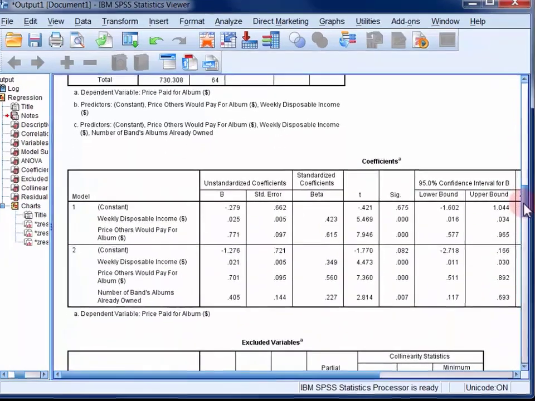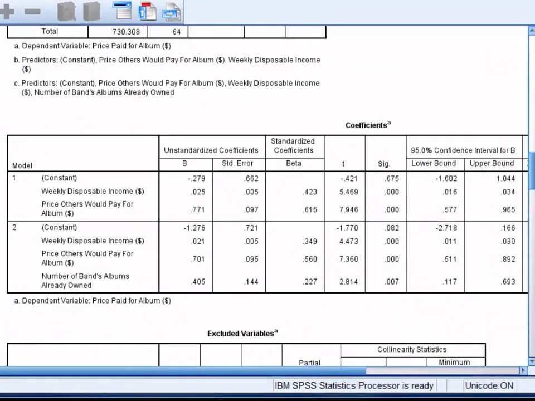So next we'll scroll down to the coefficients table, which tells us about the role that each predictor plays in the regression. Generally speaking, we would only interpret the coefficients for the final model, in this case model 2. The partial unstandardized regression coefficient, or B, for disposable income is 0.021. For each unit or dollar increase in weekly disposable income, we would predict a corresponding $0.021 or 2.1 cent increase in the price a customer is willing to pay for the album. This is after controlling for or holding constant the other 2 predictors in the model.